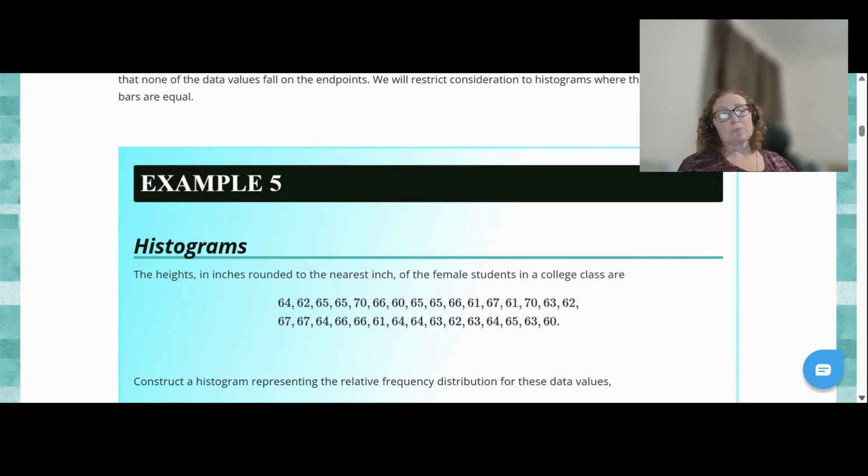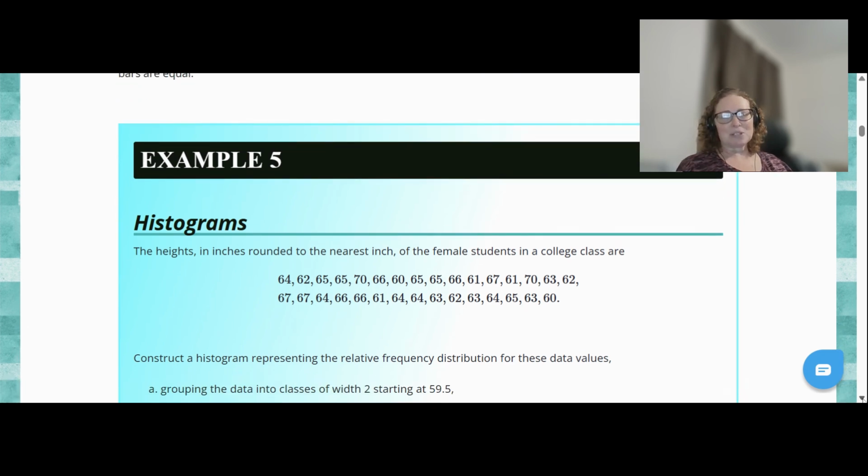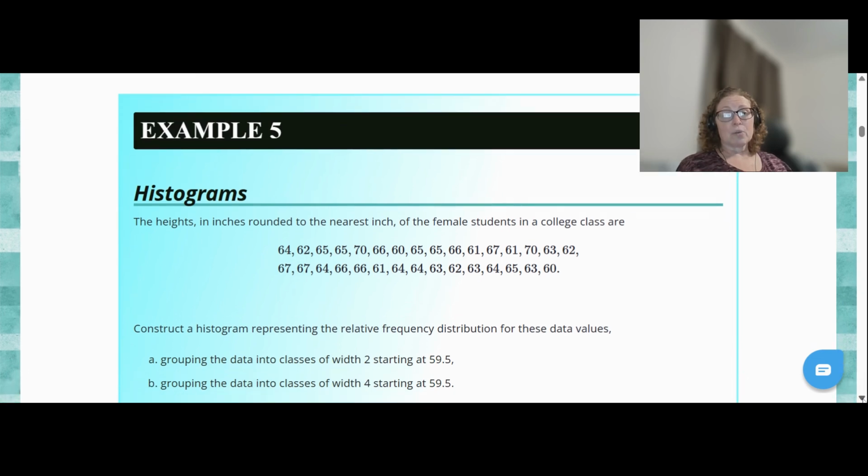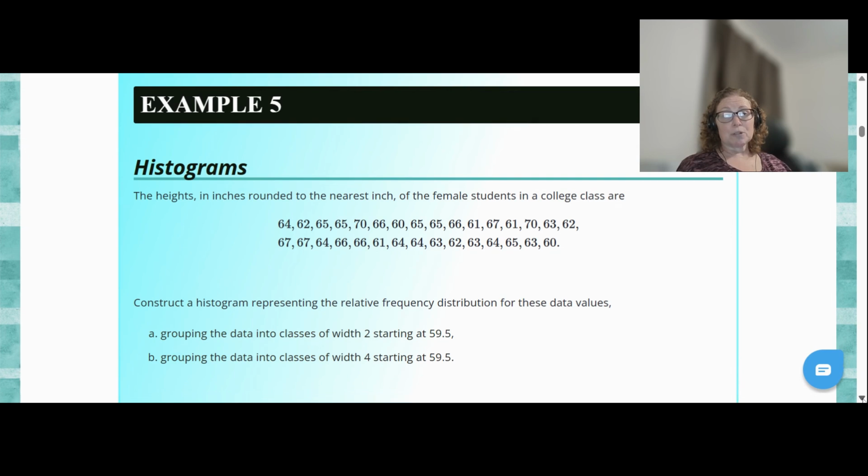So for this example, this is the first example on this. We're looking at heights of female students in a college class. So there's all your different heights. We want to construct a histogram for the values. First, we want to group the data into classes of width 2, starting at 59.5. And then we want to do that in classes of 4, starting at 59.5.